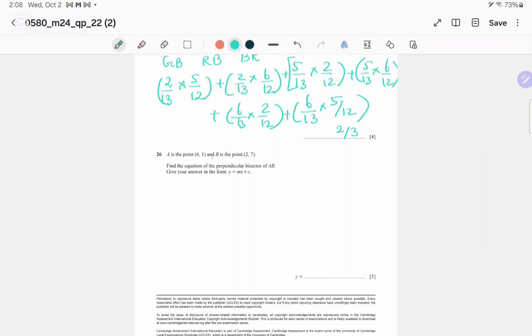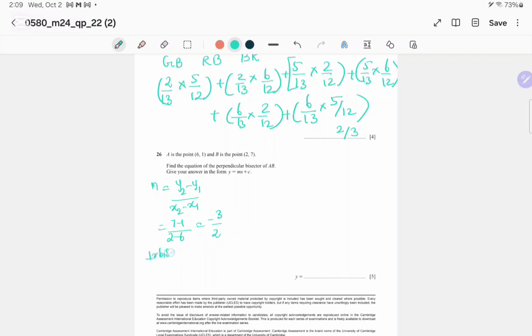A is 6, 1 and B is 2, 7. Find the perpendicular bisector of AB. The equation y is equal to mx plus c is what we have to give. So how will you calculate m? The first step, y2 minus y1 divided by x2 minus x1. So 7 minus 1 divided by 2 minus 6, which is equal to minus 3 by 2.